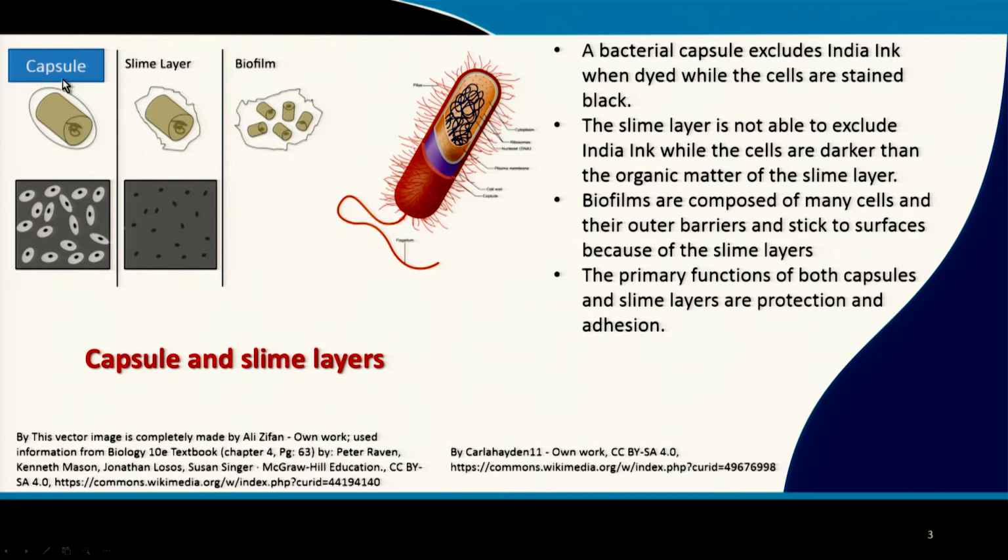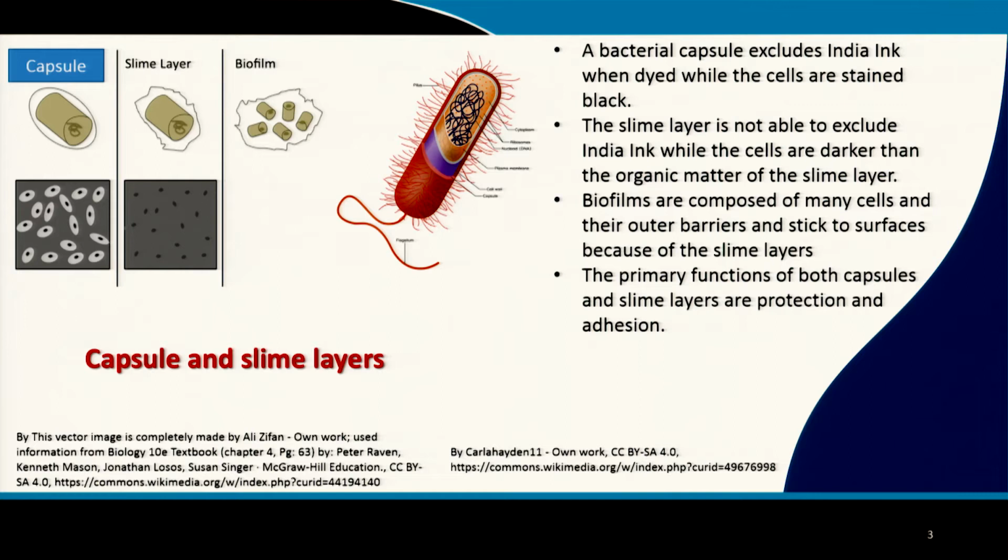So in the first case, you can see a diagram that shows you a cell with a capsule around it. Now this capsule can be seen in a very interesting way. If you take an encapsulated bacteria and dye it with India ink, the cell itself will be dyed, but the capsule is not dyed. So against a dark background, you can see the cells as very dark. The capsule is lighter in color and the other part of the background is very dark compared to the capsule part. So that's how you can visualize the fact that there is a capsule around certain types of cells.